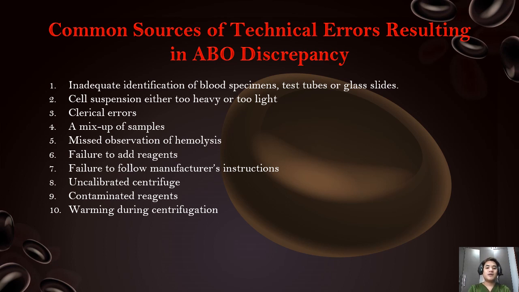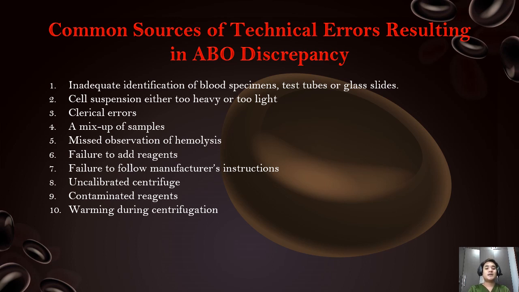Failure to follow manufacturer's instructions, similar to the one mentioned a while ago on the cell suspensions. Take note that an ABO discrepancy can also be a result of poor laboratory equipment quality control or calibration maintenance, which includes uncalibrated centrifuges and contaminated reagents, two factors that greatly cause unsatisfactory results.